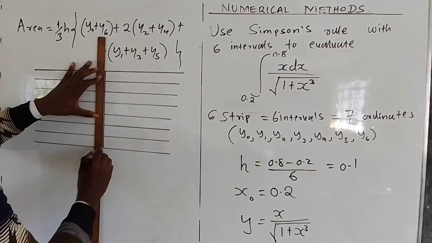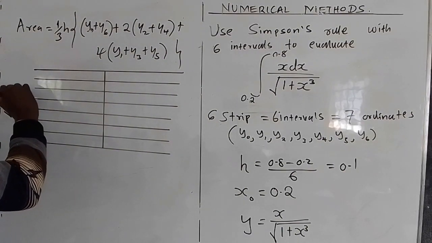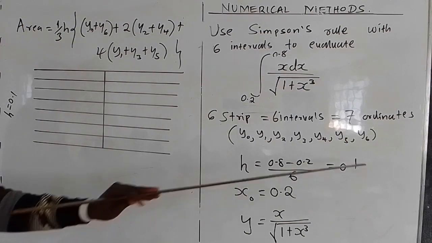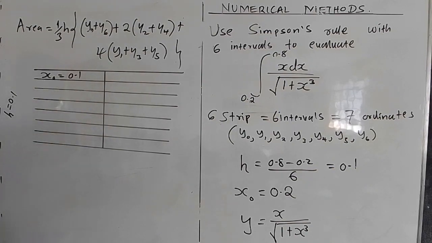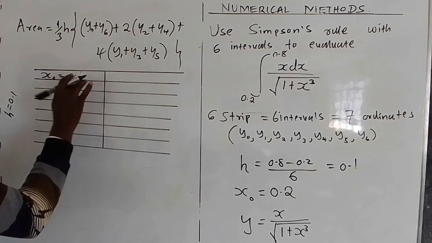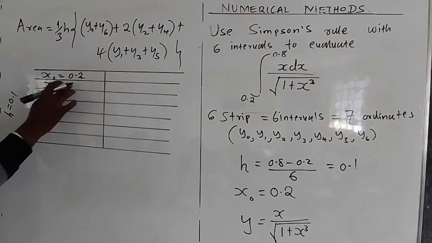Then you divide. So we start: our h we found is 0.1, isn't it? Then our x naught, the starting point, is 0.2. Yes. Our x naught is 0.2. So what is x1? x naught plus h gives you x1, isn't it?